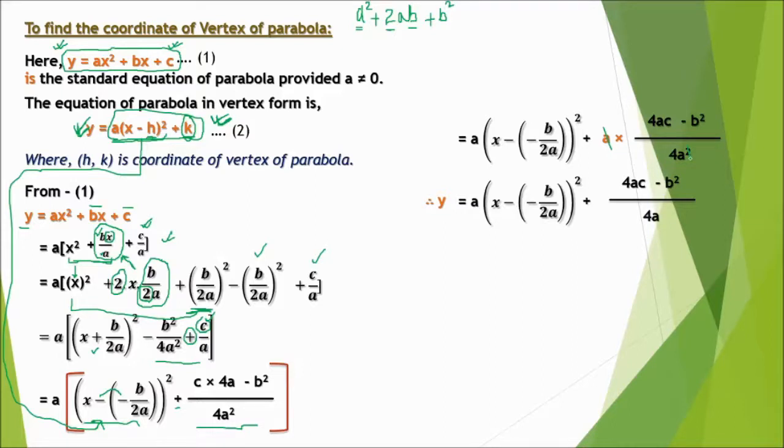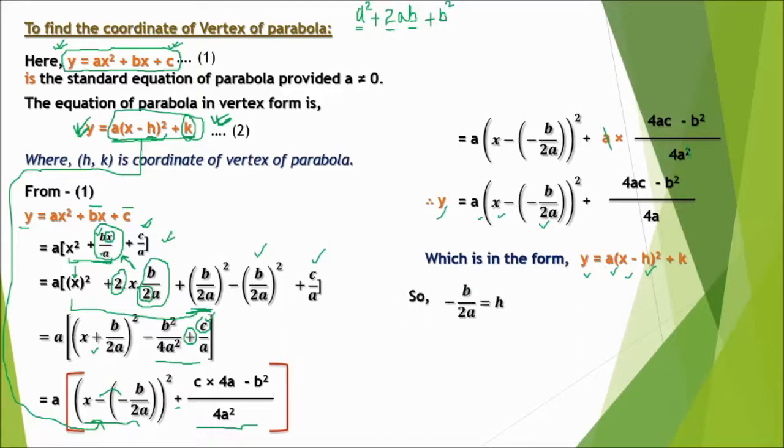which is actually in the form 2. See, which is in the vertex form, isn't it? Which is in the form y is equal to a, x minus h whole square plus k. Now you can compare y with y, a with a, then x with x, and minus b by 2a with h. That means the value of h is minus b by 2a.